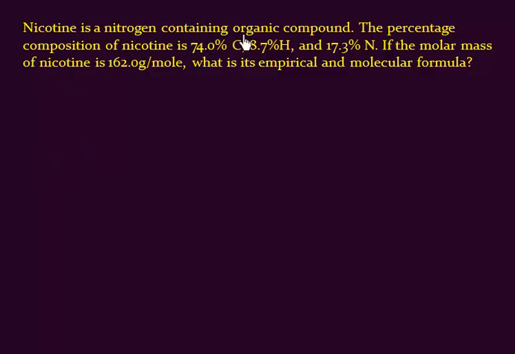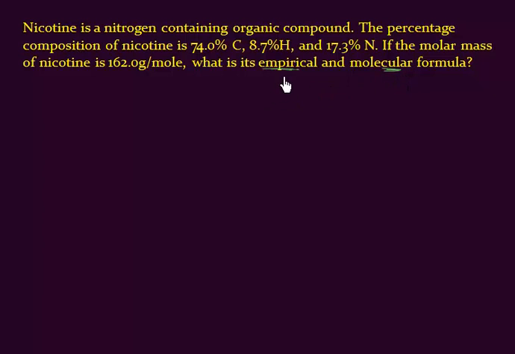Nicotine is a nitrogen containing organic compound. The percentage composition of nicotine is 74.0% carbon, 8.7% hydrogen and 17.3% nitrogen. The question further says that if the molar mass of nicotine is 162.0 gram per mole, what is its empirical and molecular formula? Empirical formula tells the smallest whole number ratio of atoms in the formula, and molecular formula tells the actual number of atoms present in the formula.